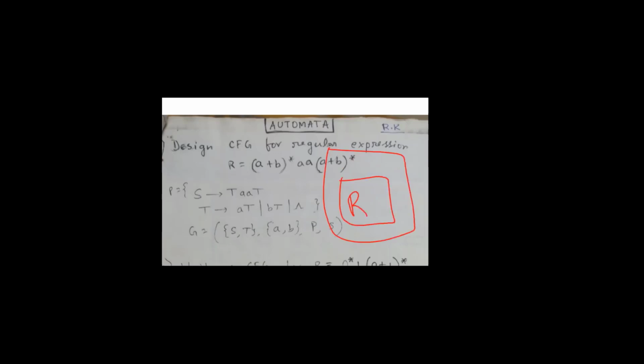This is regular grammar or regular expression. This is context free grammar, CFG. And beyond that there is context sensitive grammar, in this way. So if you have an RE, then of course you can convert it into a CFG, because basically RE is a subset of CFG.